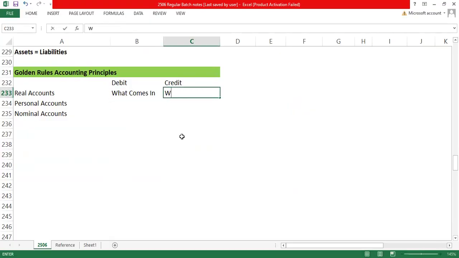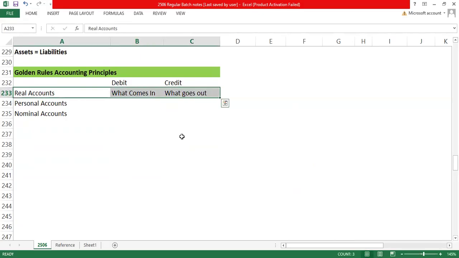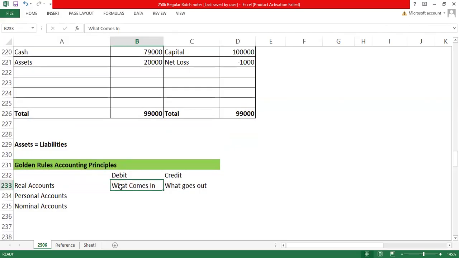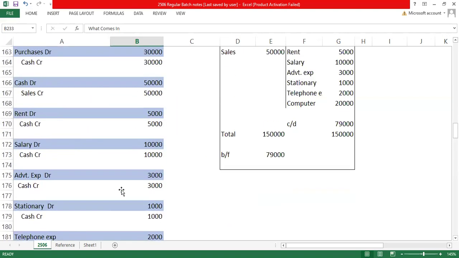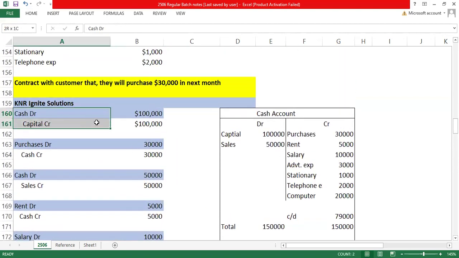Opposite side, what goes out. If cash is going out, or my bank balance is going out, or my asset is going out, then I credit it. Now let us understand this example clearly. Wherever cash is coming in, did I debit my cash balance? Let's quickly go back and verify. Whenever capital is introduced, is cash coming into the business or going out of the business? Coming into the business. That's the reason we debit it.